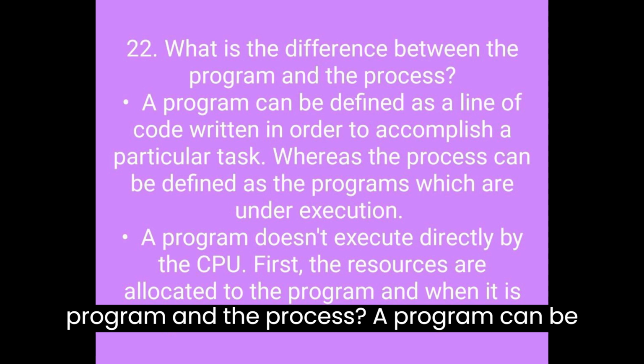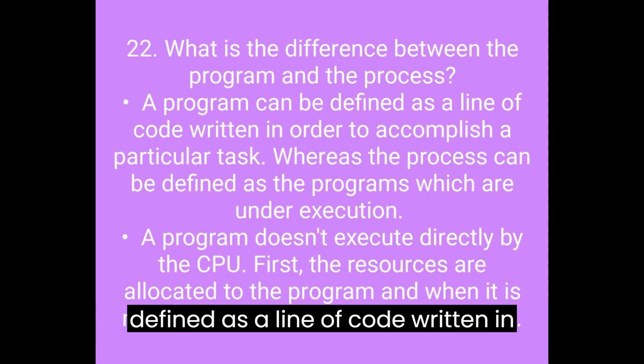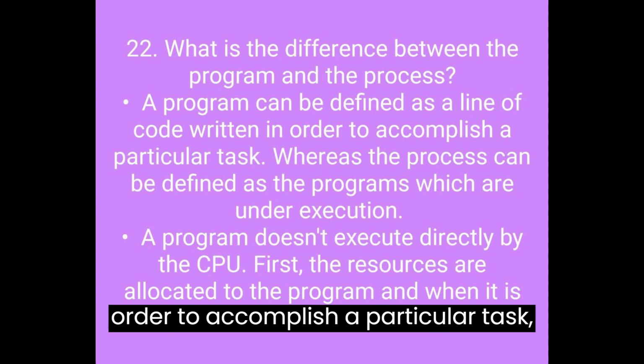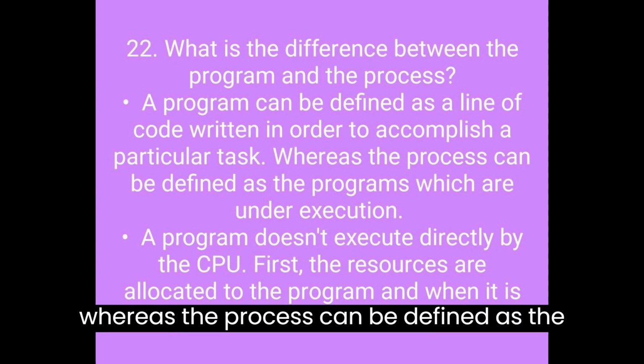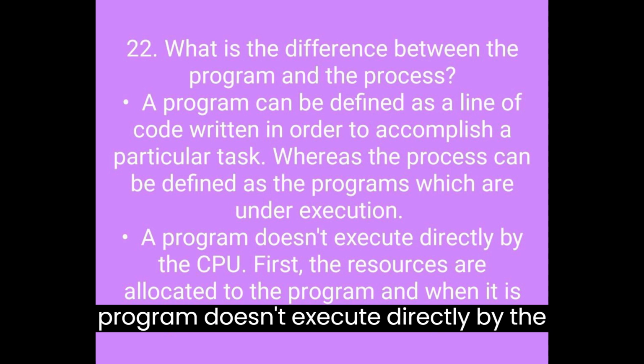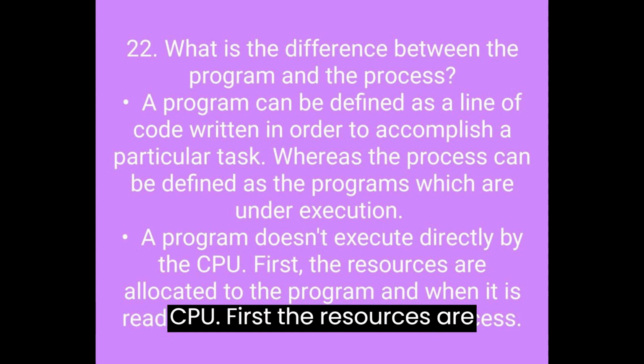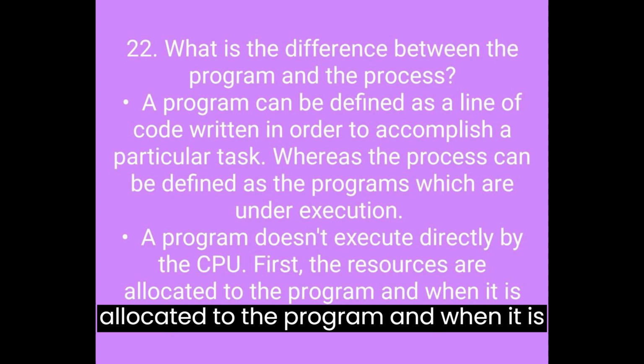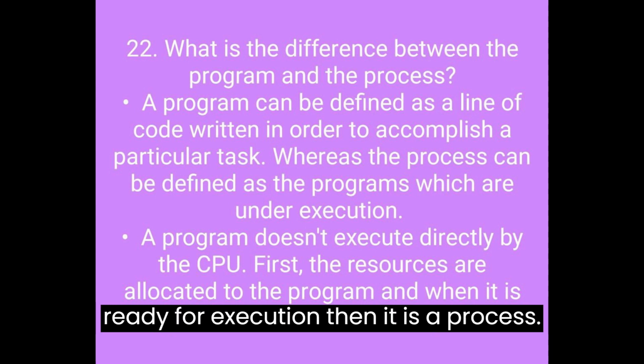22. What is the difference between the program and the process? A program can be defined as lines of code written in order to accomplish a particular task, whereas a process can be defined as a program under execution. A program doesn't execute directly by the CPU. First, the resources are allocated to the program, and when it is ready for execution, then it is a process.